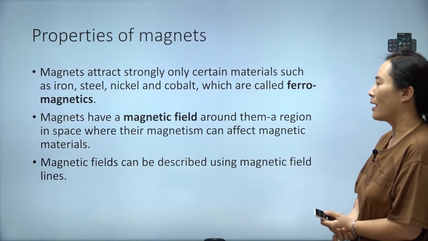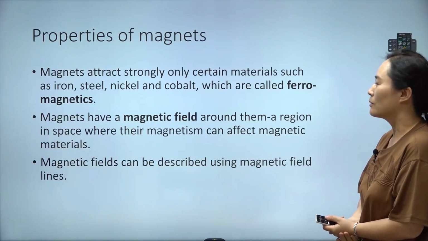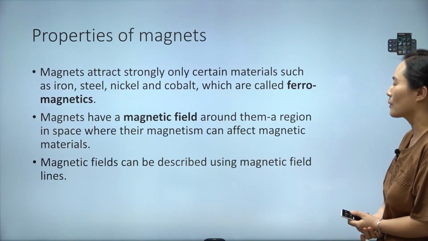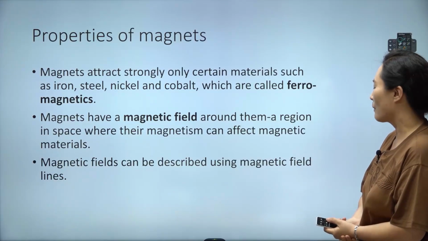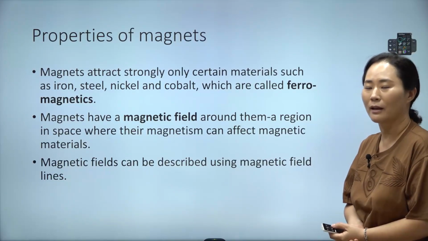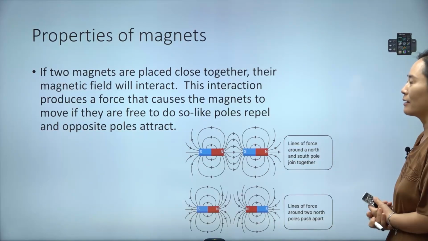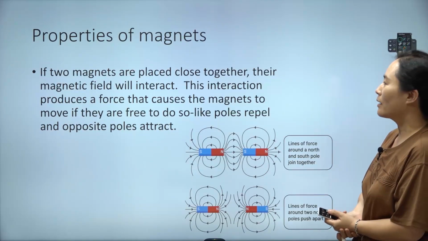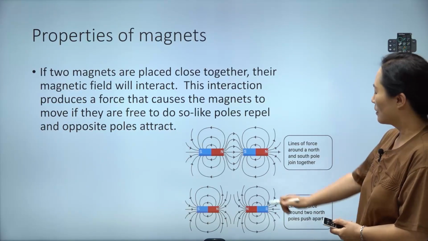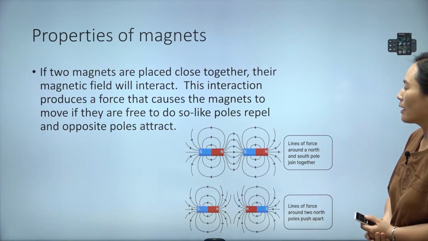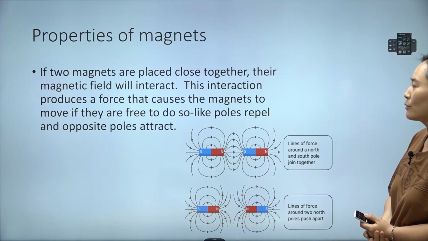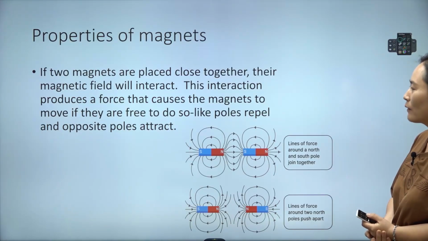Magnets have a magnetic field around them, which is the region in space where their magnetism can affect magnetic materials. Magnetic fields can be described using magnetic field lines. We're going to talk about the lines a little bit later. Okay, so here it is. These are the lines. There are two magnets placed close together, with opposite poles and same poles, right? So their magnetic fields will start interacting. The interaction produces a force that causes the magnets to move if they are free to do so. Like poles repel and opposite poles attract.